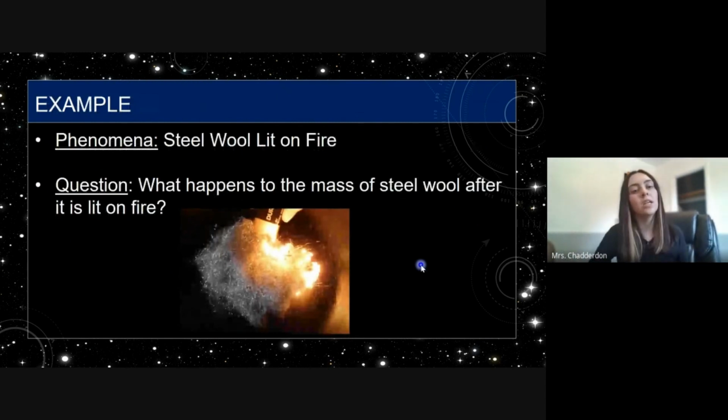Like I said, in class, I'm going to give you some type of phenomenon, some crazy thing that makes you kind of curious, makes you want to ask some questions. Let's say that I show you steel wool being lit on fire. And I say, all right, come up with a bunch of questions that you have about this. And maybe we have a huge list. Maybe we have 50 to 100 questions written down.